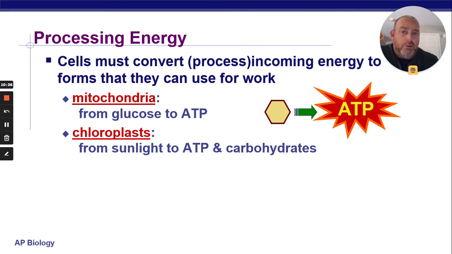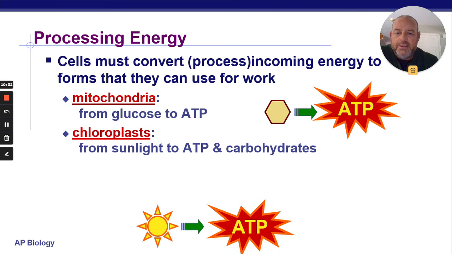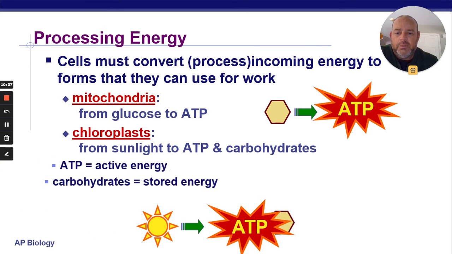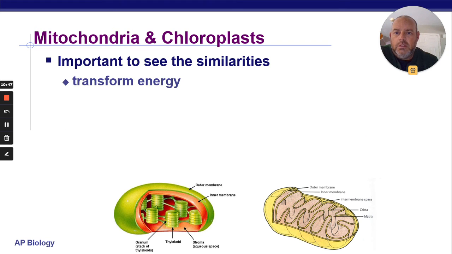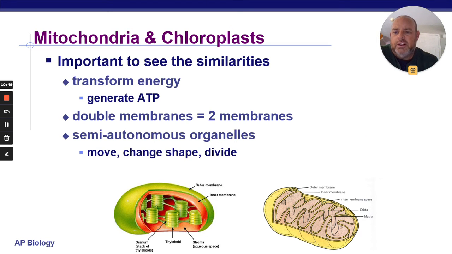So mitochondria go from glucose to ATP. That's pretty much the job. Chloroplasts use sunlight, and they generate some ATP and carbohydrates. So two different organelles that go about things different ways, but ultimately are trying to generate some energy. It's important to see the similarities between these two.